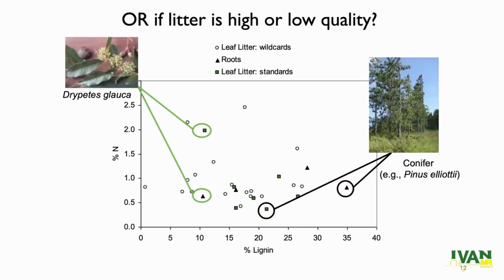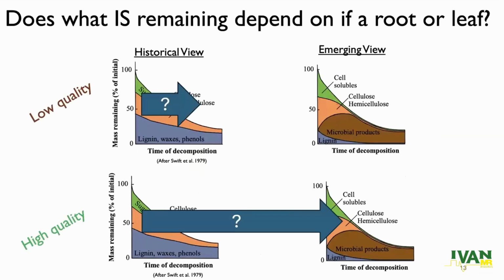Another thought is, does it depend on if litter is high or low quality? There is some argument in the literature saying that low quality stuff doesn't really turn into microbial stuff very easily, whereas if the litter is high nitrogen, the microbes really like that. They'll eat it up and leave a lot of microbial stuff. So the idea then is that high quality litter turns more into microbial stuff than low quality litter. That might look something like this, right? With low quality litter looking more like plant parts, high quality litter looking more like microbial parts.